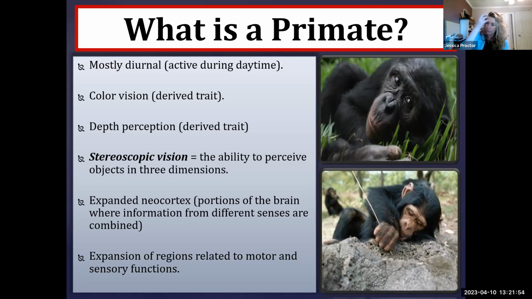So in the frontal region of our brain, we're taking in all that information that we get from vision, from smell, from touch, from hearing. We're taking in all of that information and processing it in the neocortex. And as primates, we also have expansions of the regions that are related to both motor and sensory functions. And those capacities are developing together during the postnatal stage.